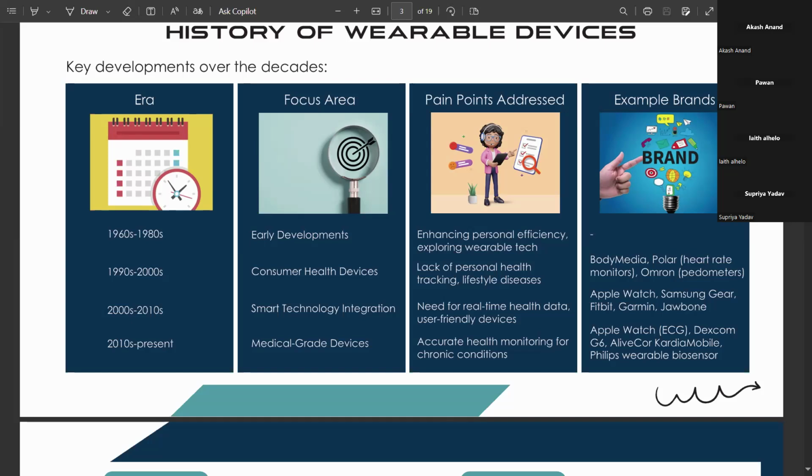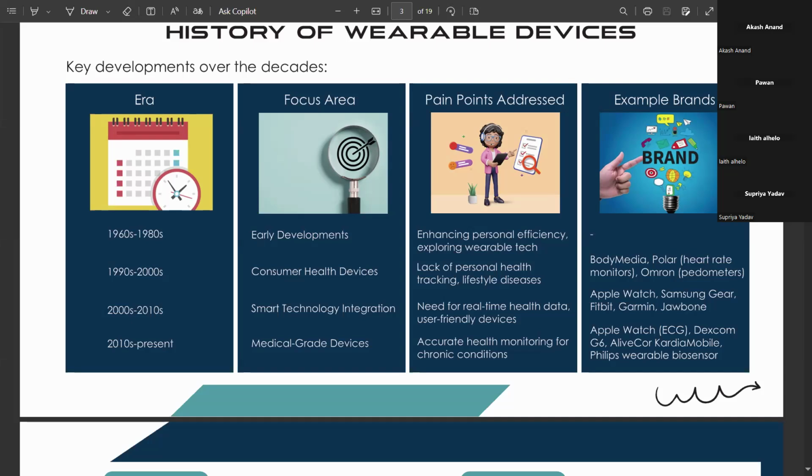Now, if we look at the comparative analysis across eras, I can see three major pointers, from general wellness to specific medical needs. Initially, devices were used for general wellness, just to count steps, just to measure the pulse rate. But the advanced devices are addressing more specific medical needs.